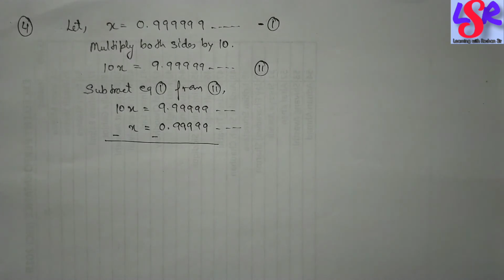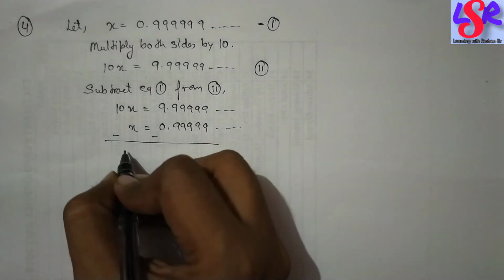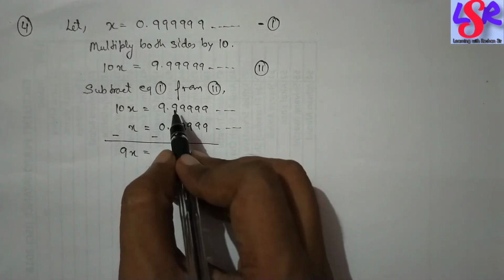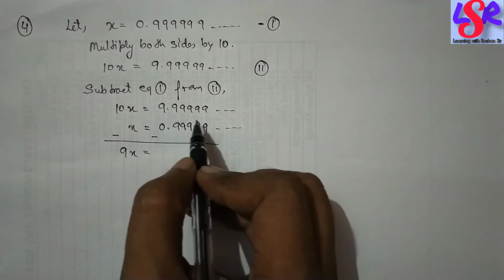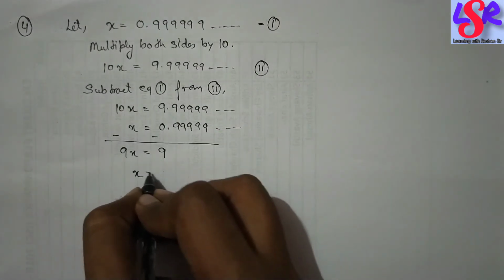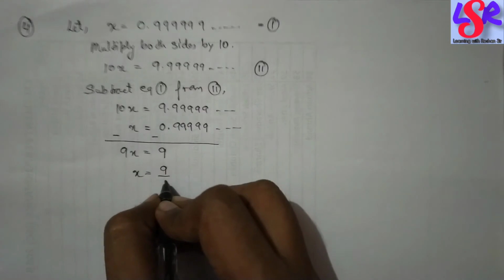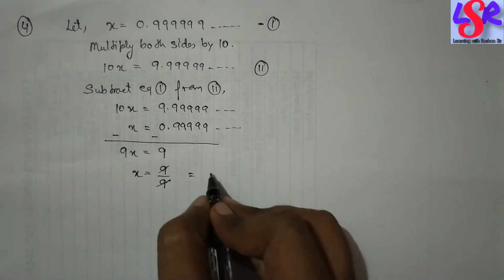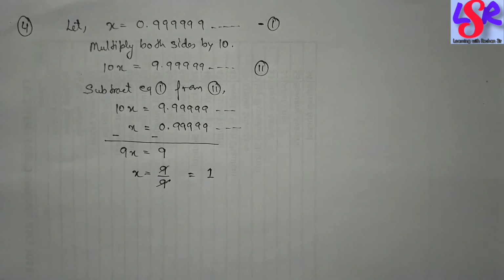Now 10x में से x को subtract करने पे हमारे पास आएगा 9x, और 9 point this, तो डेसिमल के बाद के सब सेम हैं, तो ये जीरो हो जाएगा। 9 minus 0 will be 9, that is x equals to 9 upon 9, and this will be cancelled out to give you 1.